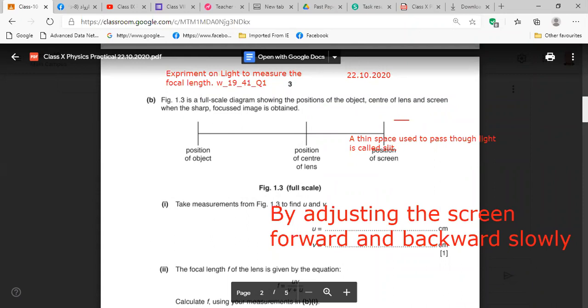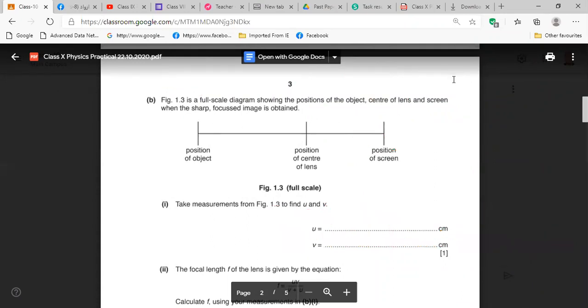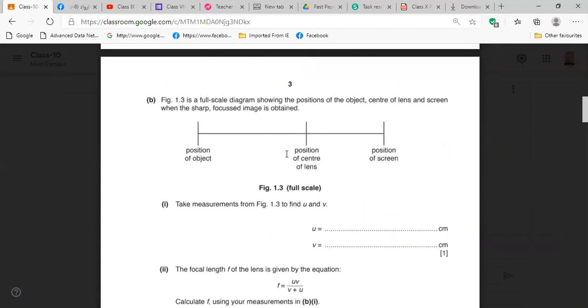Figure 1.3 is a full-scale diagram showing the positions of the object, centre of lens and screen when the sharp focused image is obtained. Take measurements from figure 1.3 to find u and v. You have to take the measurements from here with your ruler. Can you check how much is coming? Look, it's written here: position of the object, position of lens. So that one is u.